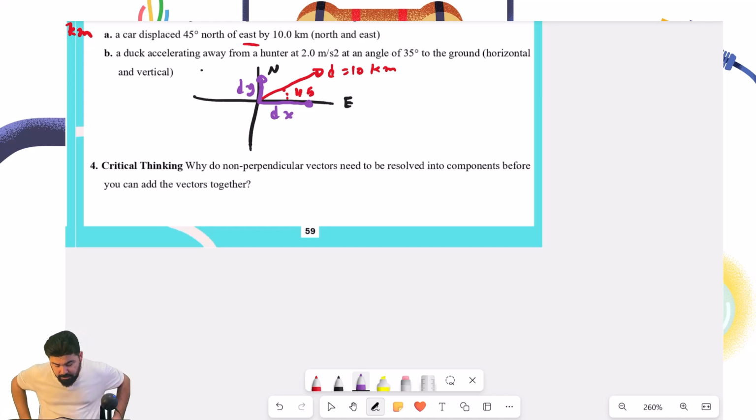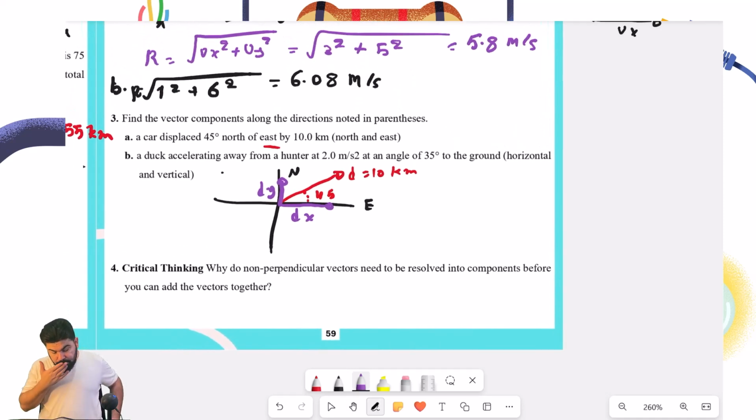Why do non-perpendicular vectors need to be resolved into components before you can add the vectors together? Because, guys, when we have an angle, we should analyze it into two components. But when we have fixed angles, we can only use the Pythagorean theorem. That is why non-perpendicular vectors should be analyzed into two components. But for fixed angles, like for example two parallel vectors or two perpendicular vectors, you can simply add them together or use the Pythagorean theorem.